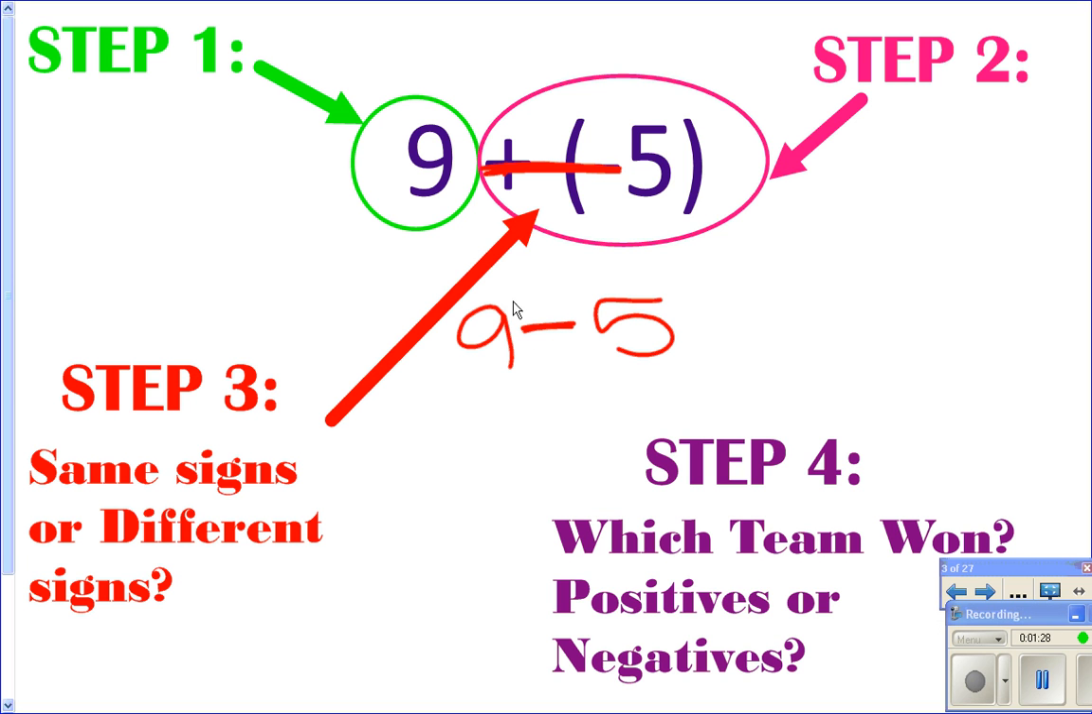Okay, now looking at that, you have 9 and negative 5. We have positives and negatives. So we have a positive team and we have a negative team. Which team won? Which one has more? Well, the positives have more. And by how much did they win? 9 minus 5 is 4. So the answer for this would be positive 4.